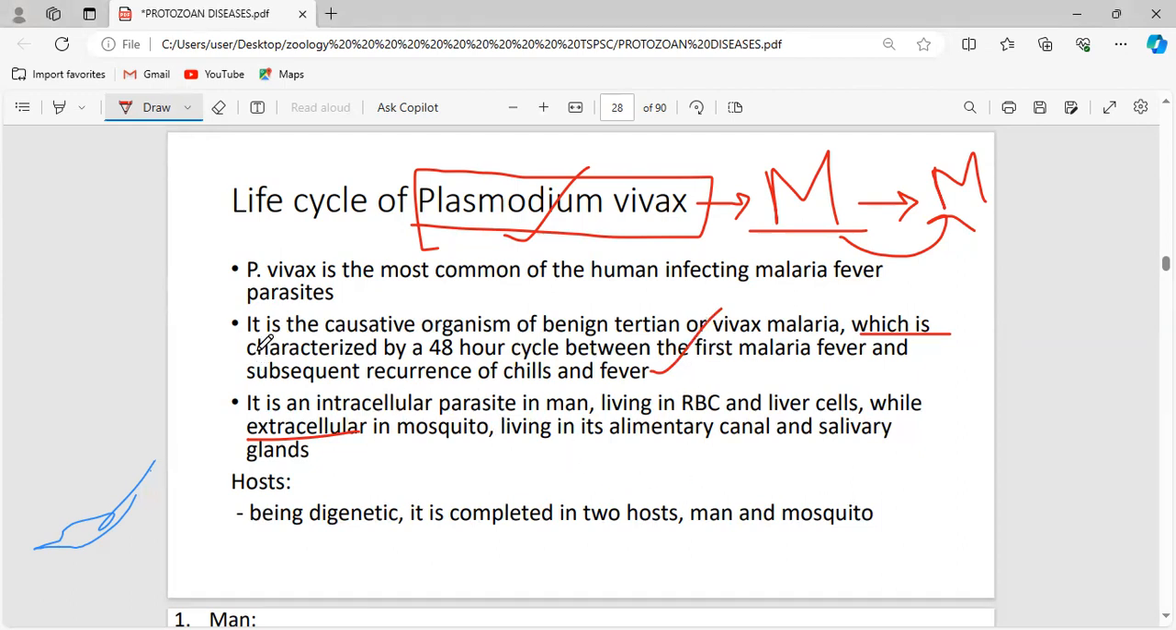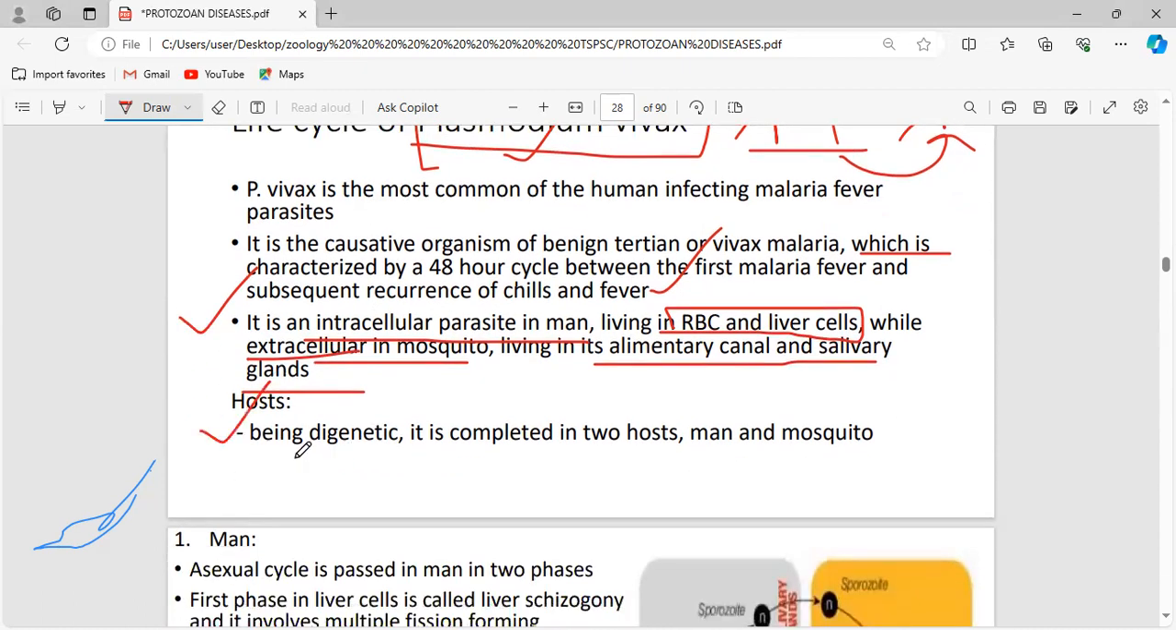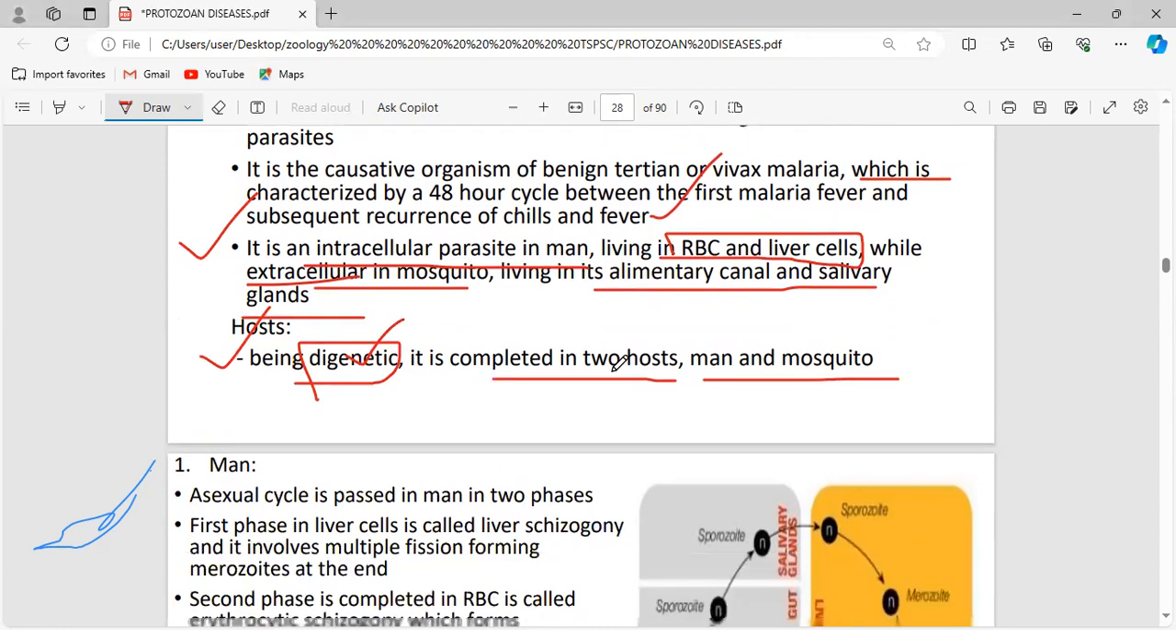You have to remember in this slide, it is intracellular in man and extracellular in mosquito. In man, they inhabit the RBC and the liver cell. In mosquito, it lives in the alimentary canal and the salivary glands. Like Trypanosoma gambiense, this Plasmodium is also digenetic in nature. It requires two hosts, man and the mosquito, to complete its life cycle.